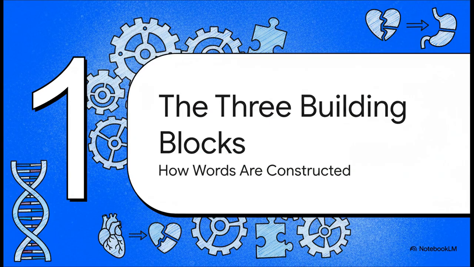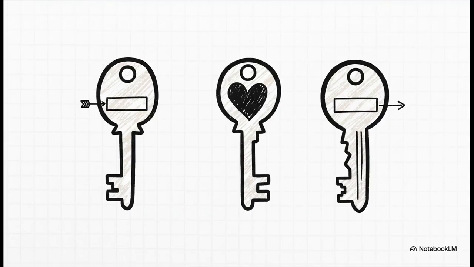So, where do we even begin? Well, it all comes down to three core building blocks. You'll find that pretty much every complex medical term is constructed from these three simple parts. Once you get these, you get the entire system. So here they are, our three keys to the code. First, you've got prefixes. Those go at the beginning. Then you have the root words, which are really the heart of the term. And finally, suffixes, which, you guessed it, come at the end. Let's see how they actually work.